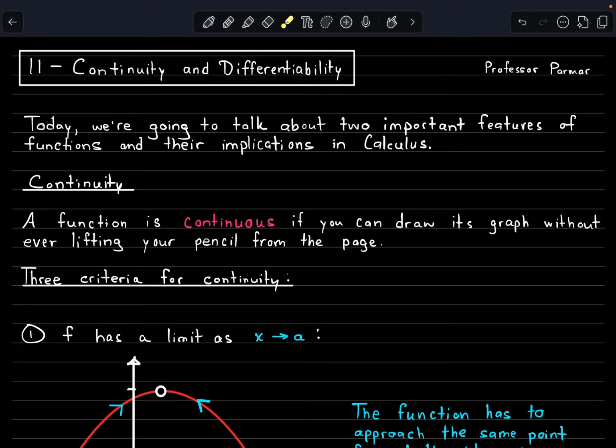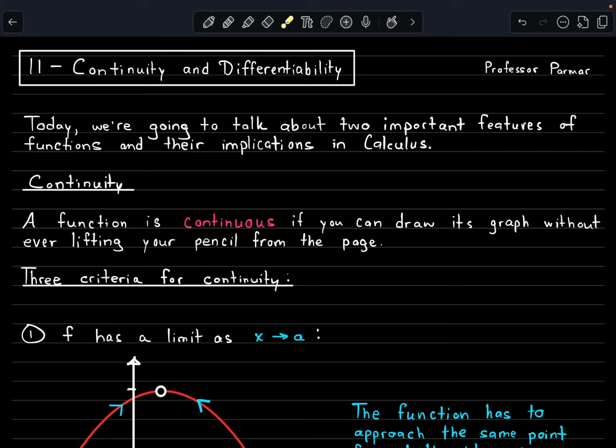Today we're going to talk about continuity and differentiability. These are two really important features of functions and their implications in calculus. So first off, continuity.